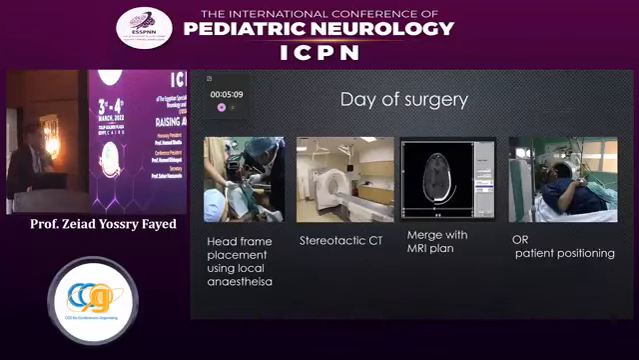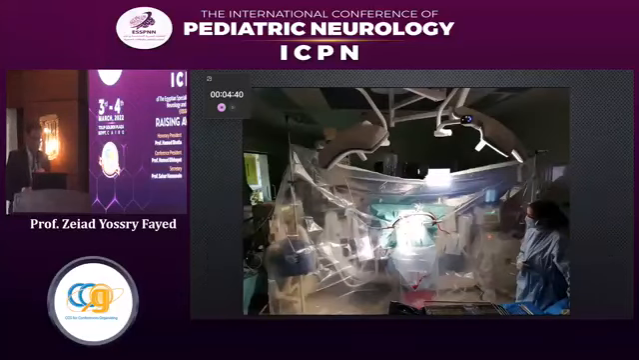So this slide shows what exactly we do on the day of surgery. First, the patient goes into the OR and we fix what we call the stereotactic frame. Sometimes it's done in the OR, sometimes it's done in the patient's room. Then we go to the CT scan and do the stereotactic CT, which means CT with the stereotactic frame on. Then the third step is that we merge the stereotactic CT with the planning MRI, which we did previously. Then we go to the OR and start the actual surgery.